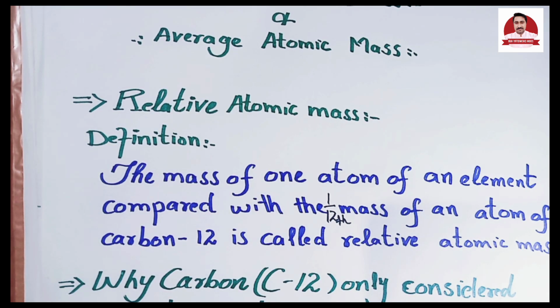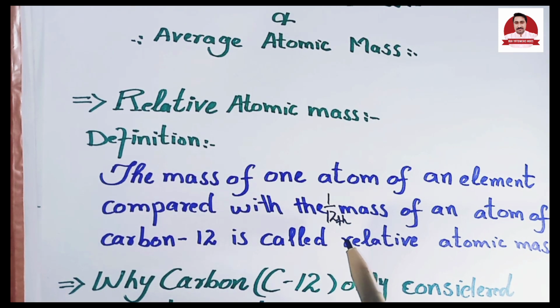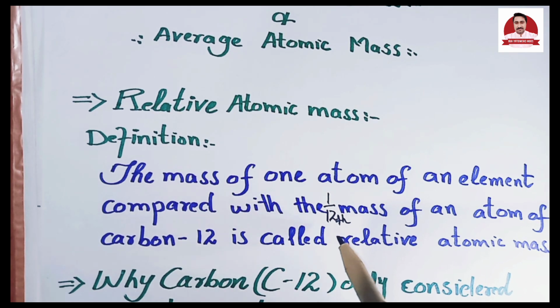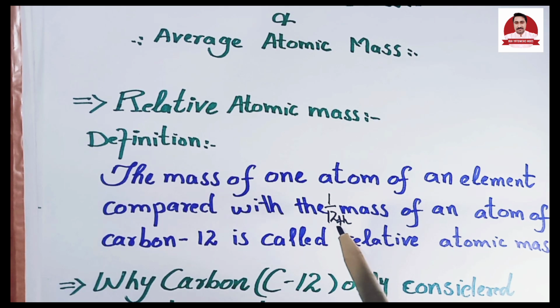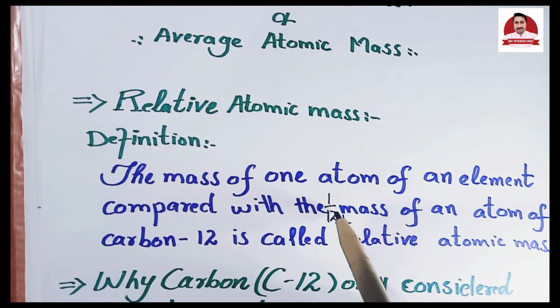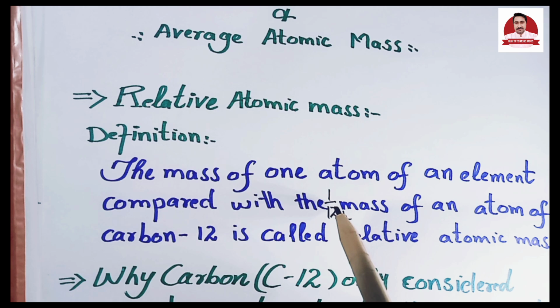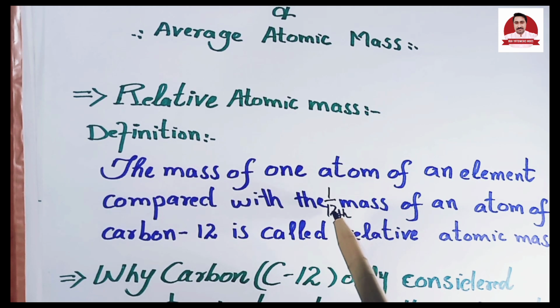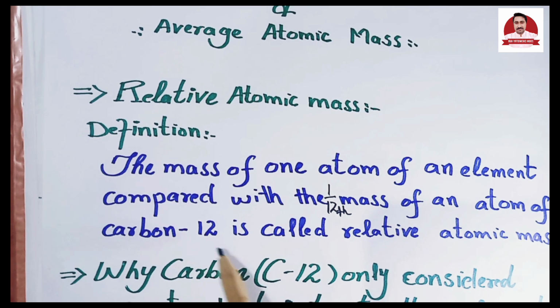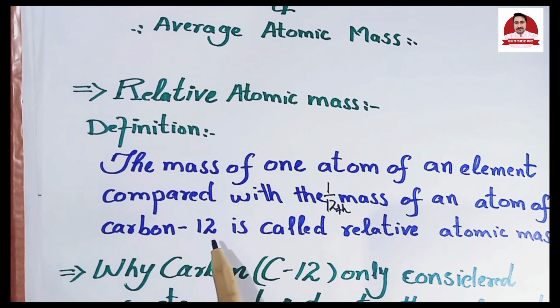It means that when we divide or split up a carbon atom into 12 equal parts, the 12th part is called the AMU, and we make it standard, and by this standard we can compare the mass of all the other elements. So this is called relative atomic mass.